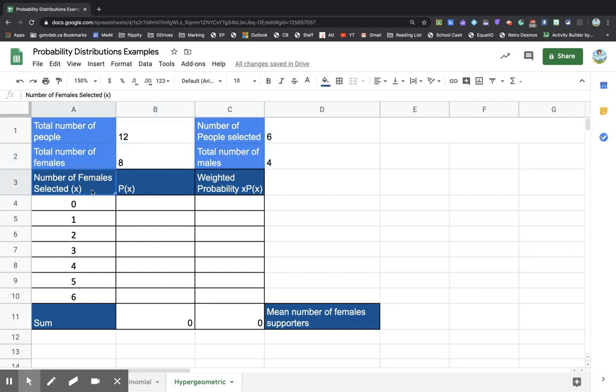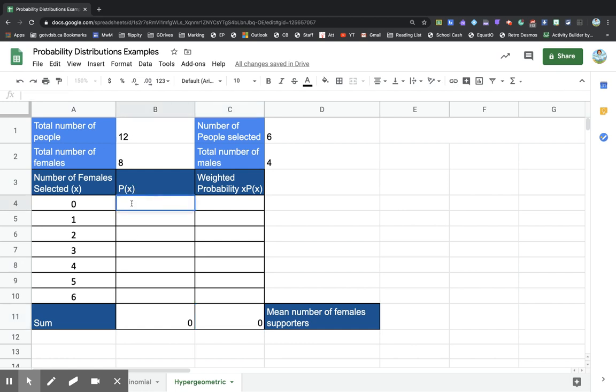Okay, my random variable, I've made a column for that. In this case it is the number of females I'm selecting. So 0 to 6, because my total number of people selected was 6, so the most females I can select is 6. And then I have a column for probability, which we're going to put a function in. I have a column for my weighted probability in order to calculate my expected value, and we'll look a little bit more at that afterwards.